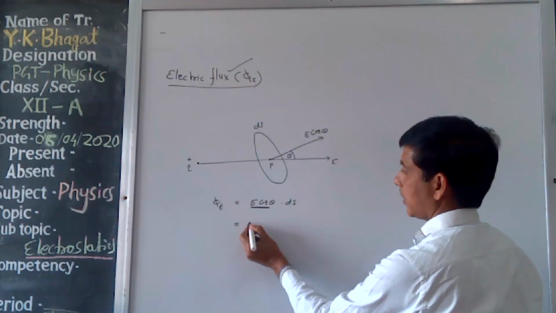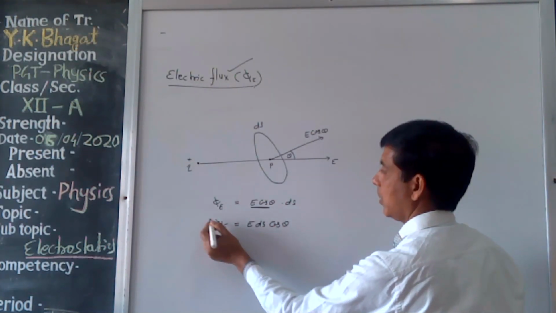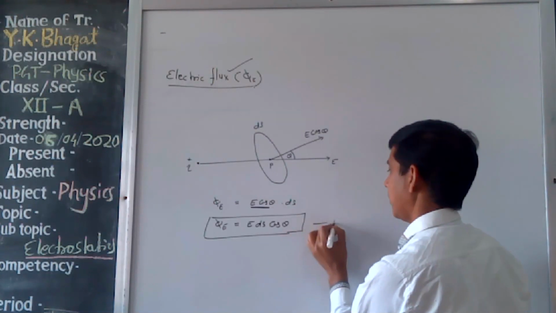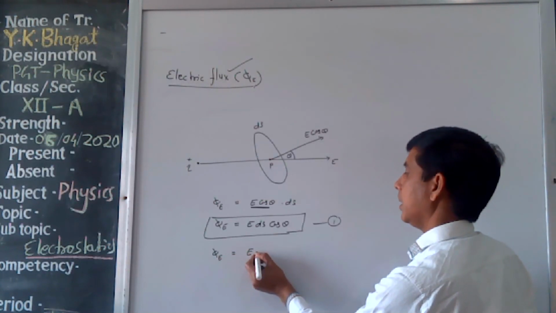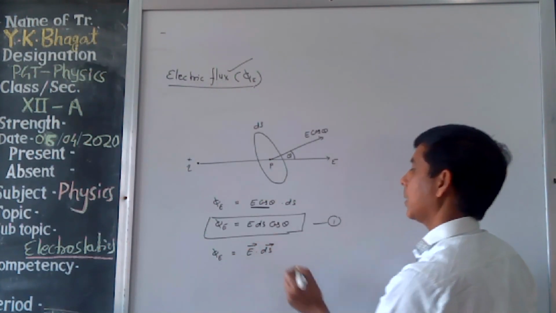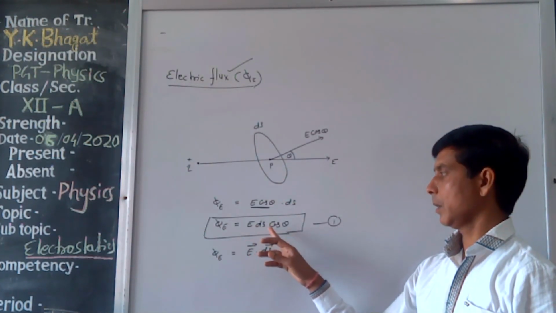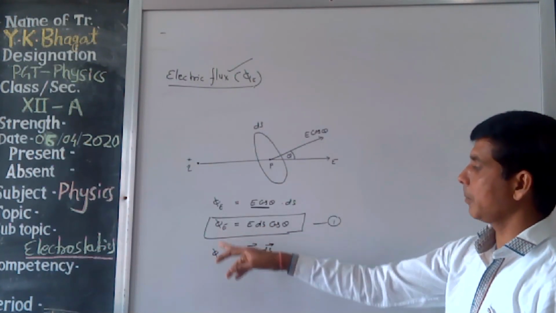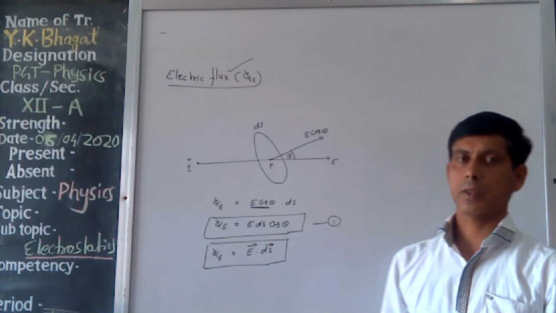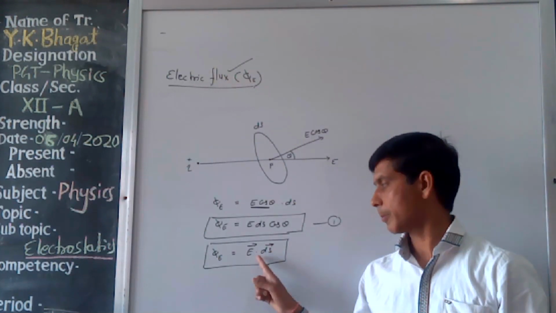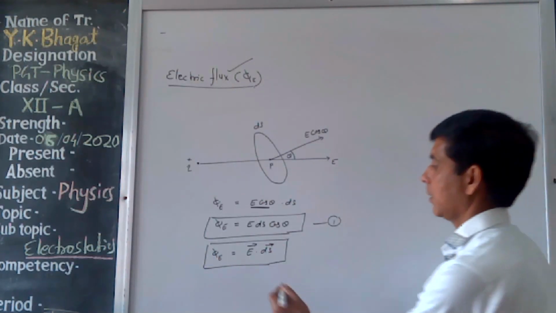In simplicity, we can write E dS cos theta. It is the formula for electric flux, equation number 1. But it can also be written as phi E equals E dot dS. Why E dot dS? Because the dot product of two vector quantities is AB cos theta. In this way we can write phi equals this. That means electric flux is a scalar quantity, because the dot product of two vector quantities gives a scalar quantity. So phi E is a scalar quantity.